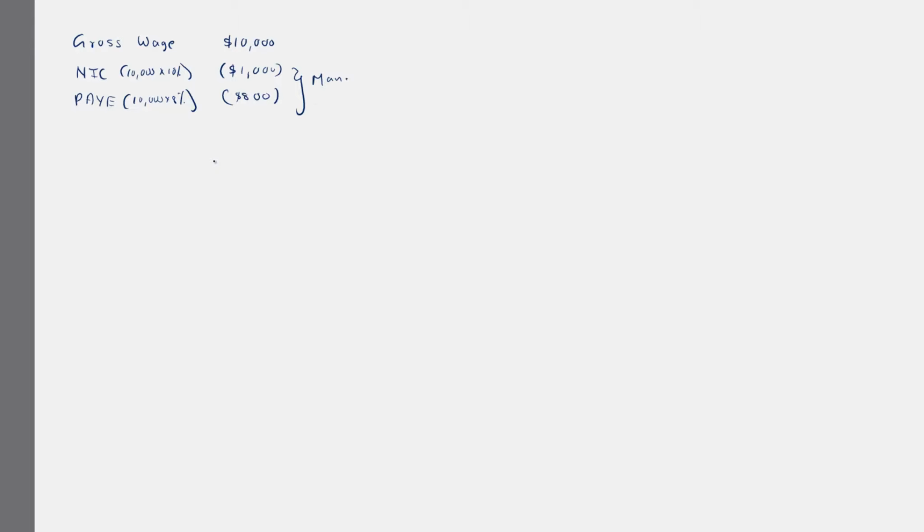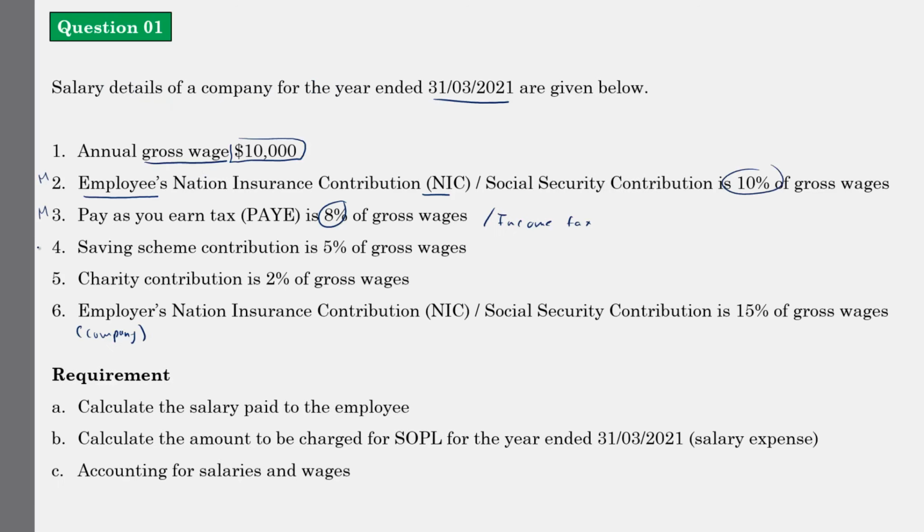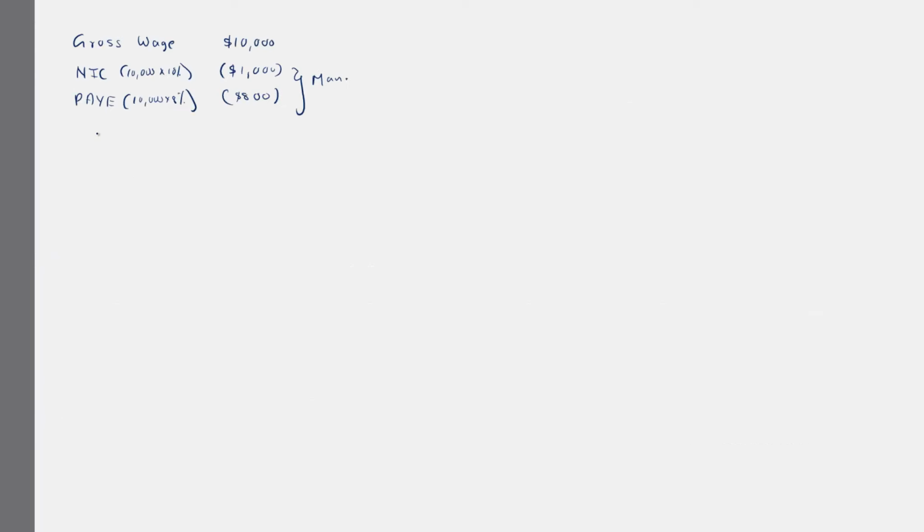And next, you have to deduct the voluntary contributions. So what are the voluntary contributions that you have? One is the saving scheme contribution, 5%. Then I'll reduce that one also. Saving scheme, 5%, 10,000 into 5%. Then I am getting a value of 500 reduction, that is for the saving scheme.